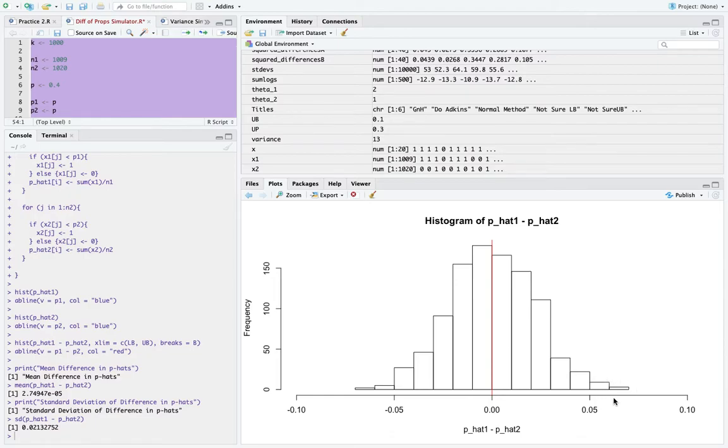So this would be our simulated p-value, about 2 out of 1,000, because there's only a few of them that do occur at 0.06 or beyond. So we're going to reject our null hypothesis, and we'll write that conclusion in a second.